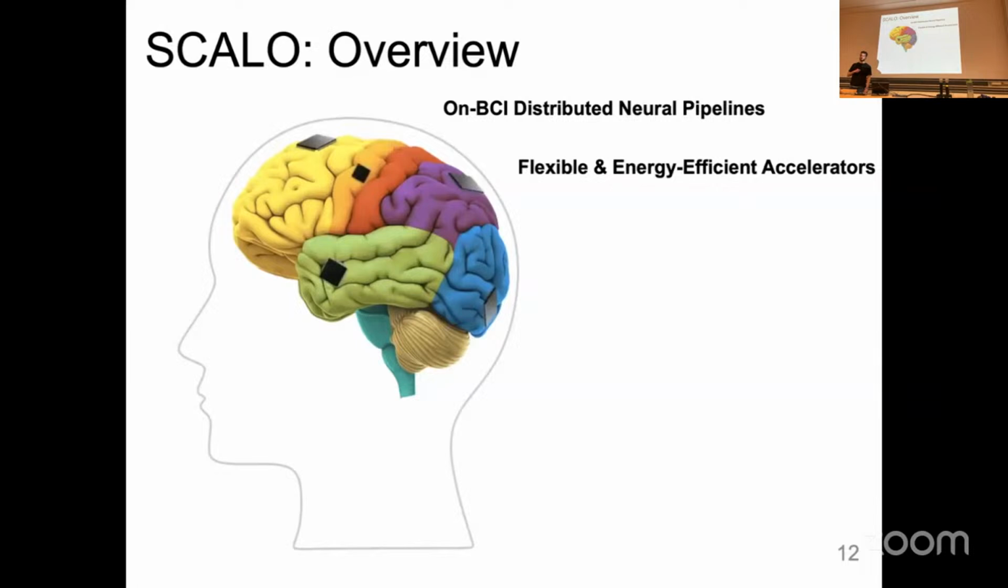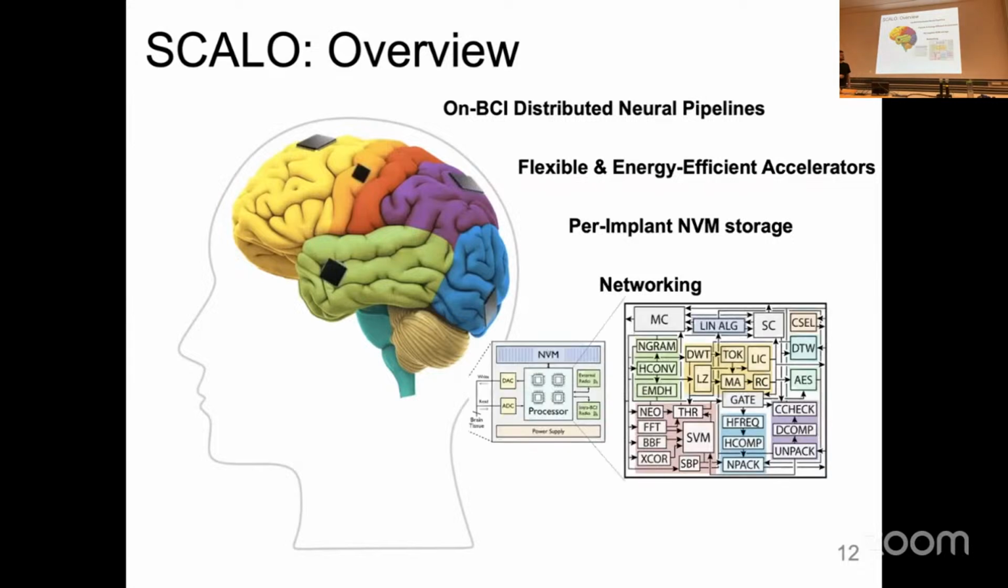Then flexible and energy efficient accelerators, per implant NVM storage, and networking, which you can briefly see in this graphic. So each implant has these components. So processor, NVM, radios for communication, and each processor consists of a processor fabric of accelerators.